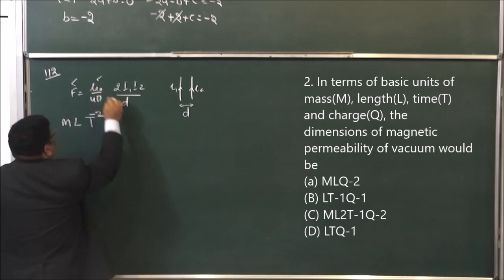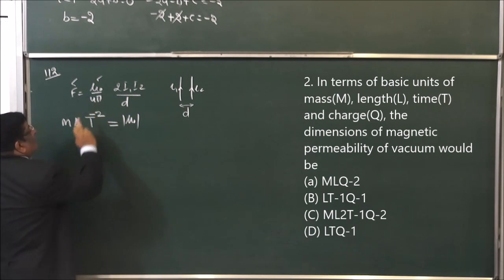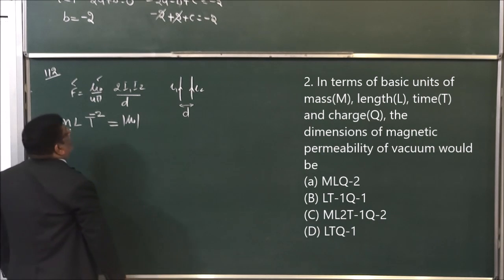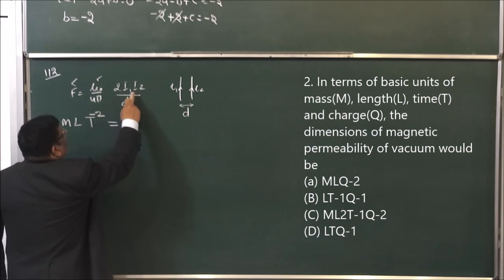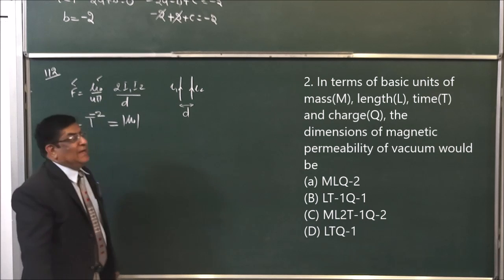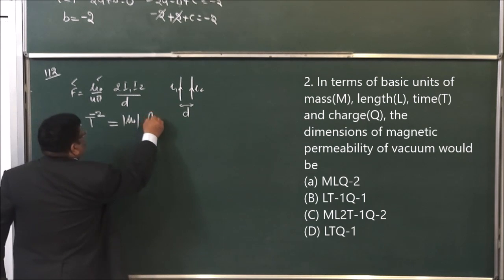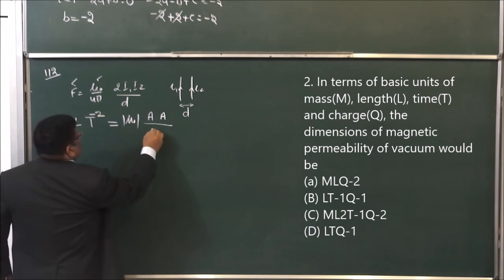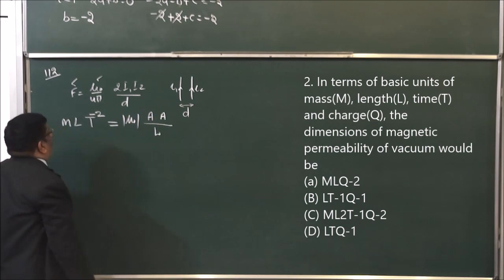Okay, dimensions of mu, this we have to find out. Dimensions of 4 pi, no dimensions, we will not write anything. 2, no dimensions. I1, I2 has the dimensions of electric current, and we can write it A, divided by distance, which has dimensions of L.